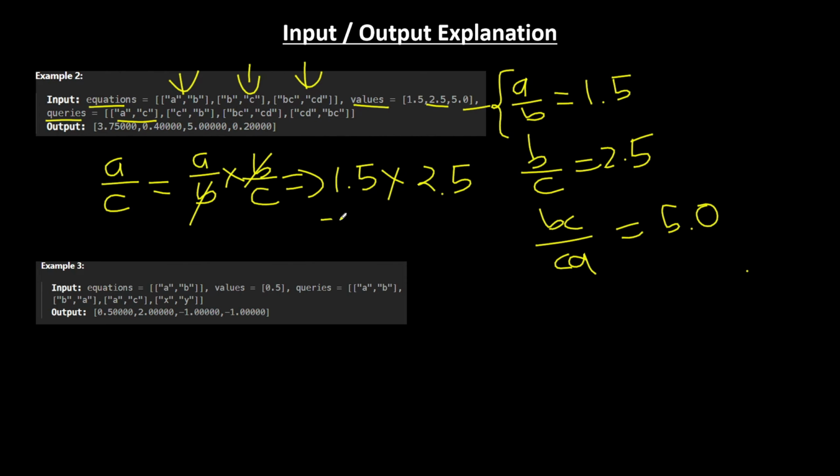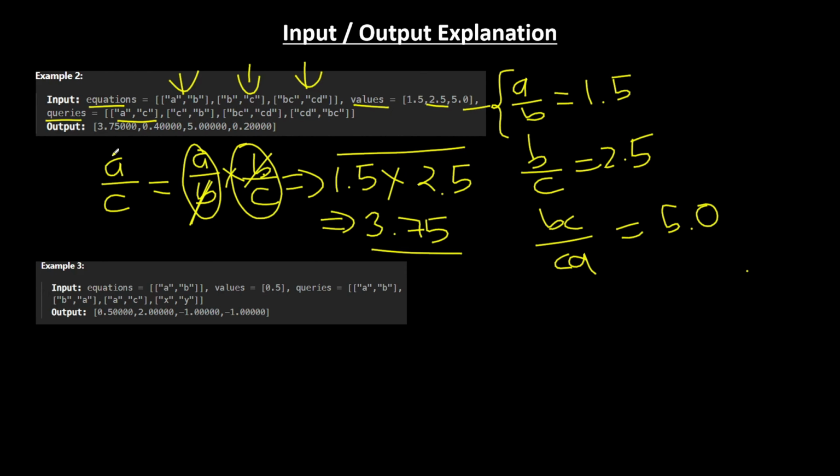We get 3.75, right? Through the properties of multiplication, when we take a by b into b by c and multiply their values, we get 3.75. And when we cut these two b's, we get a by c, which is what we need here, right? And that is the same answer written here.